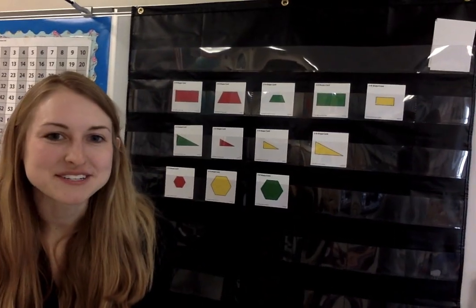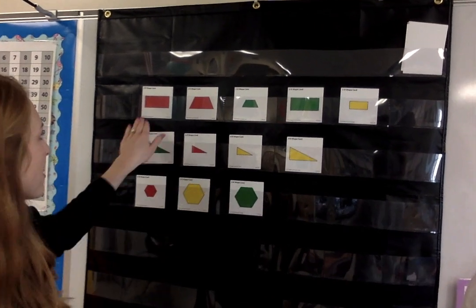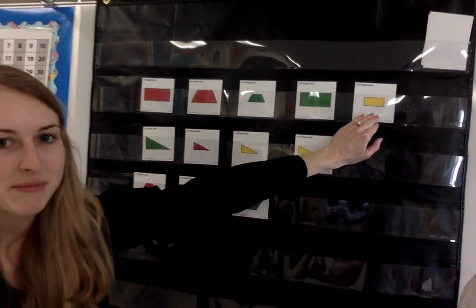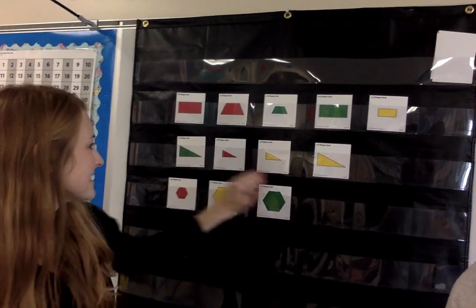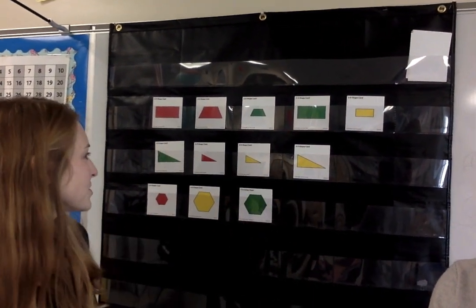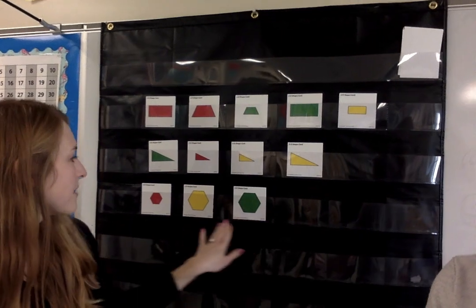All right, first graders, I chose to sort by the number of sides. So the first row, each shape has 4 sides. The second row, I have shapes that have 3 sides, and then my last row is shapes that have 6 sides. So you actually have attribute cards inside your folder.